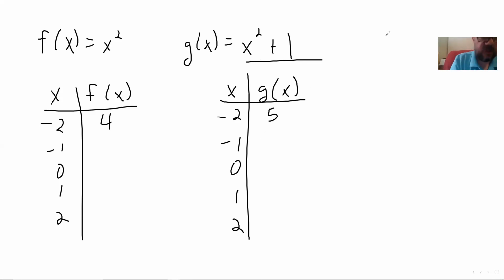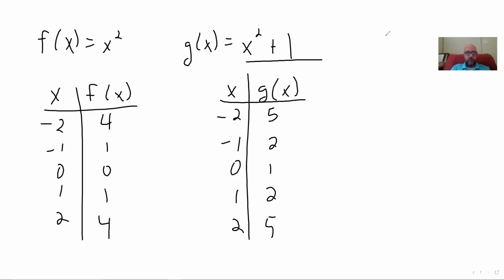So that actually lets me fill this out pretty easily. I'm going to get 1, 0, 1, and 4 here. And the g is just going to have +1 on all those y's. So 5, 2, 1, 2, and 5. All right, well, that's pretty straightforward, right? If I have a +1 in the formula, I get a +1 in the y's.